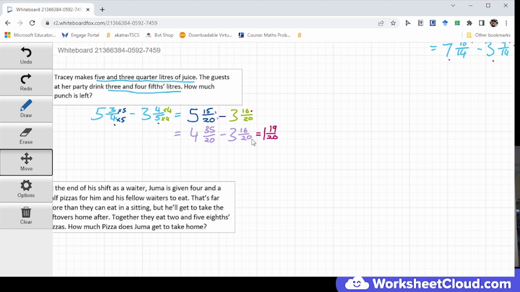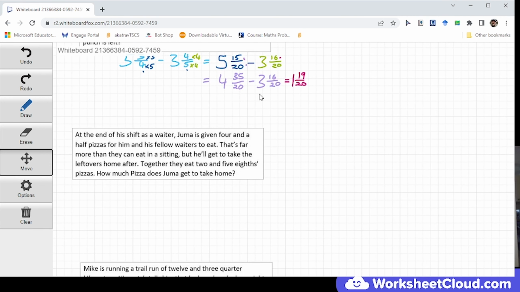All right, second last one. Juma, he served us the other night. Very nice guy. He was a trainee, but he was very good, and I definitely think we'll see him again.